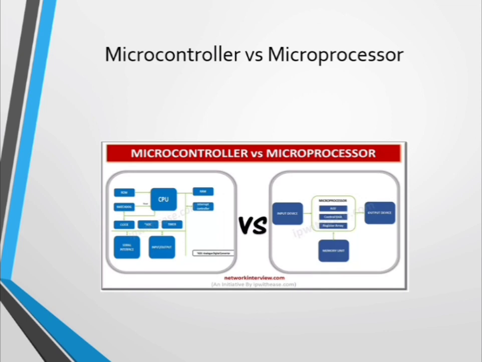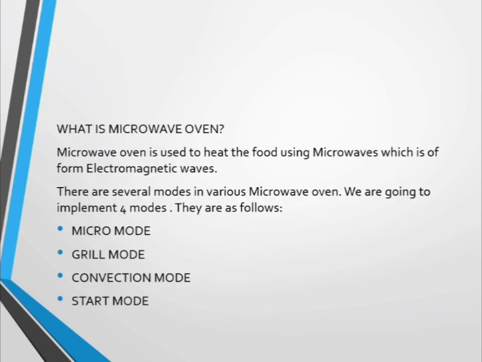Now, let us look into the major part of our project, that is microwave oven. Firstly, let us understand what is microwave oven. We know that microwave oven is a kitchen equipment that uses microwave radiation to cook, heat, or defrost the food quickly and efficiently. It is a common appliance for reheating leftovers, preparing ready-made meals, and cooking a variety of dishes.